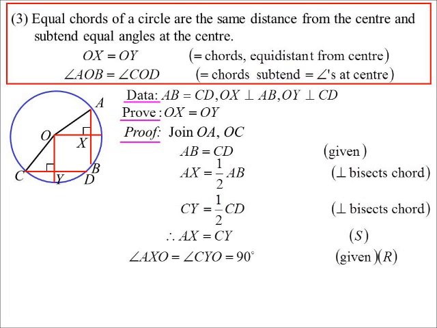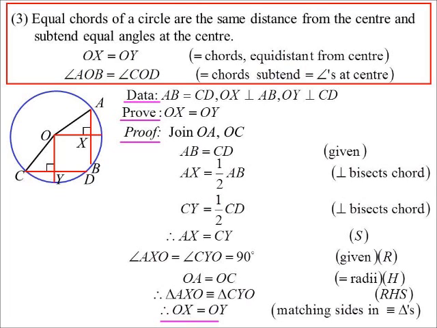Okay, angle AXO is equal to CYO is equal to 90. That information is given to me. And AO and CO are both radii. Right angle hypotenuse side, I've now got the two triangles are congruent. So therefore OX is equal to OY. They are the matching sides in congruent triangles.